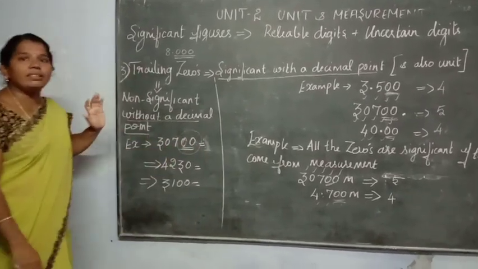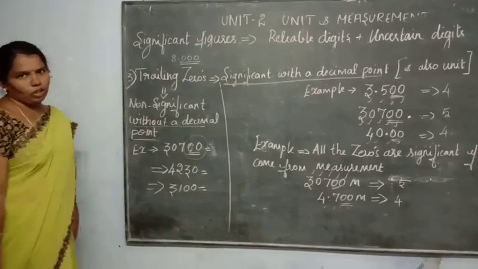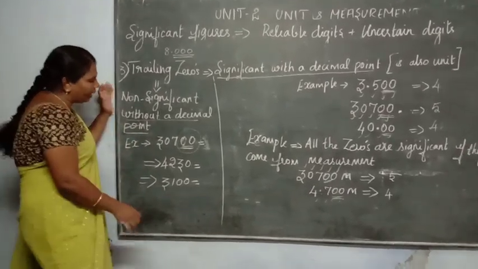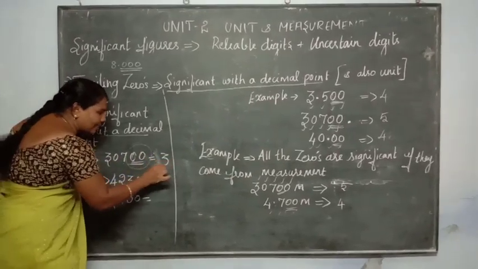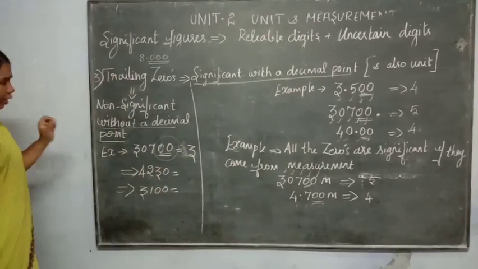It is non-significant, so you just leave that 0. Then, how many numbers are there? 1, 2, 3. Therefore, the answer is 3. You can check that.